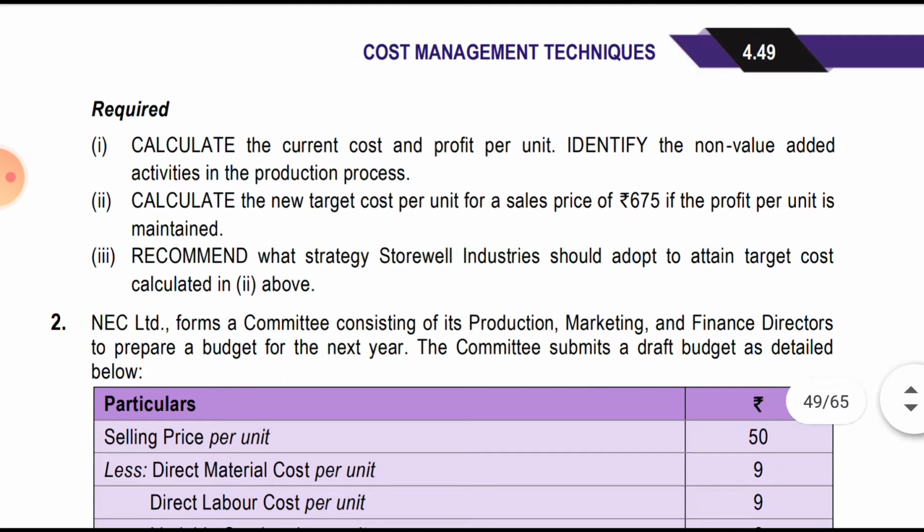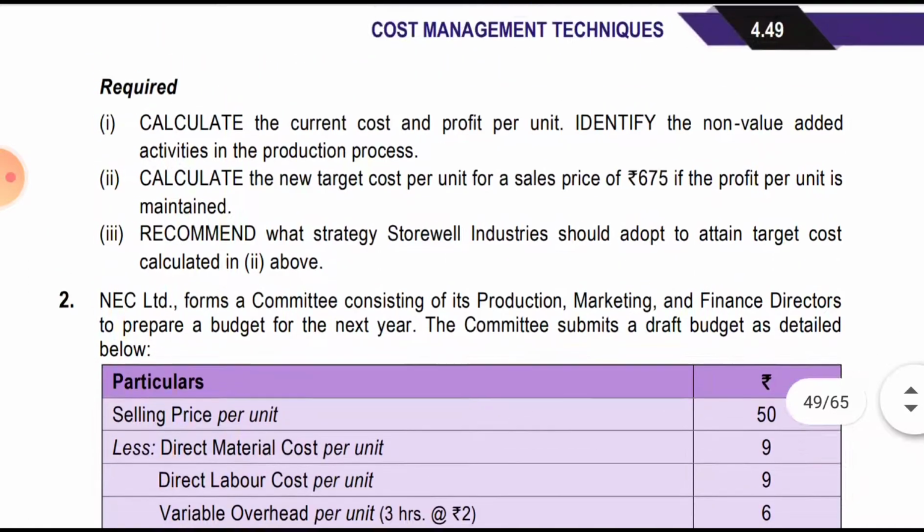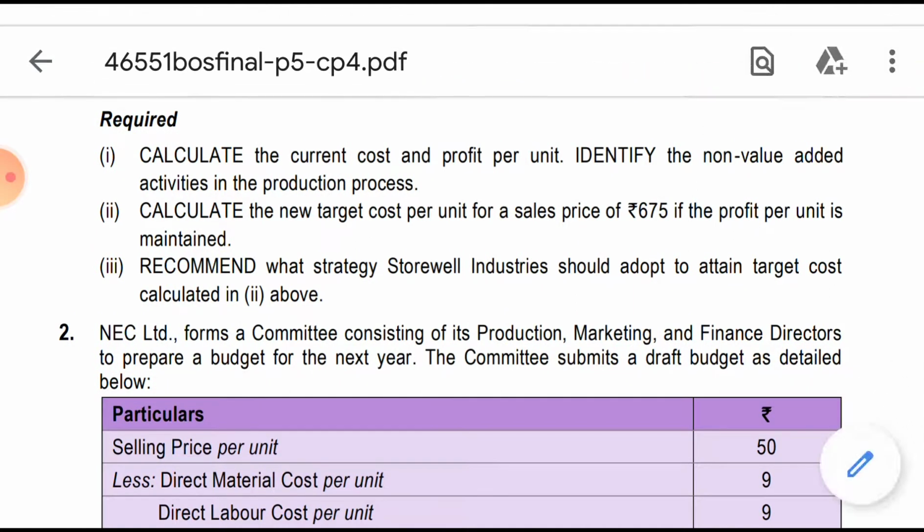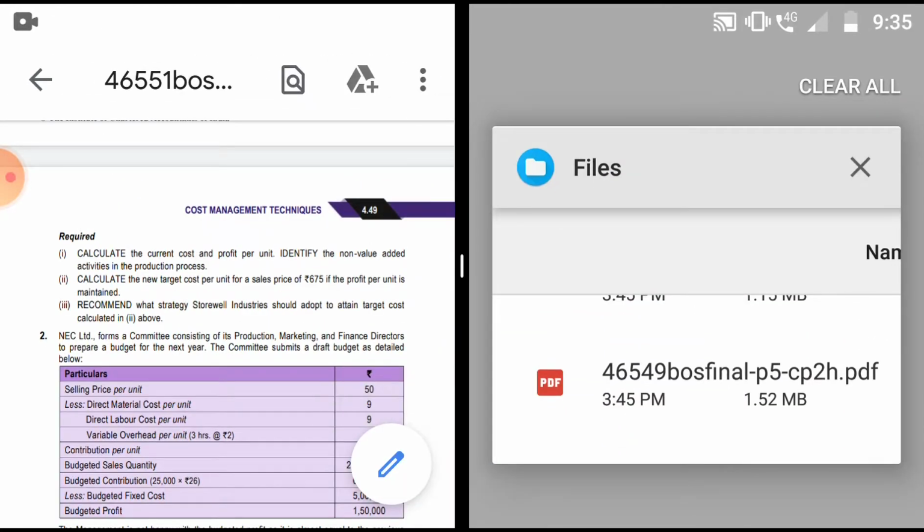That is also simple. The profit which we find in part 1, we will deduct from 675, and the cost that arrives will be the target cost. And recommend what strategy Storewell Industry should adopt to retain the target cost calculated in part 2. For retaining that cost, what strategy they will use. They have given the answer, so we will also move on by seeing the answer.